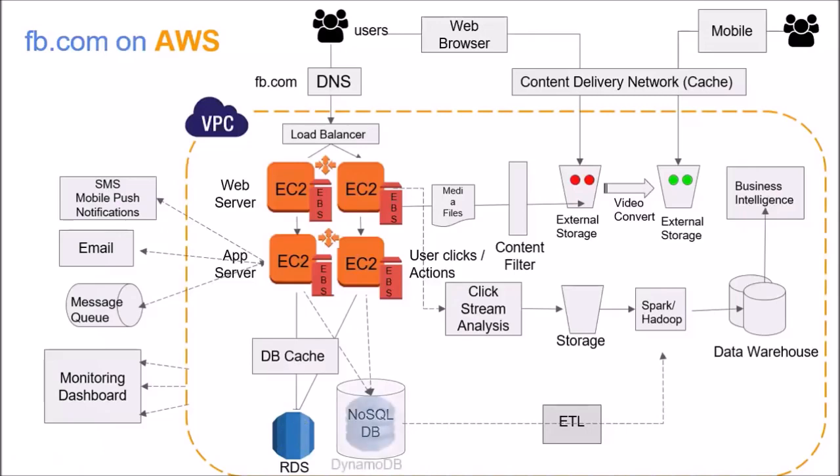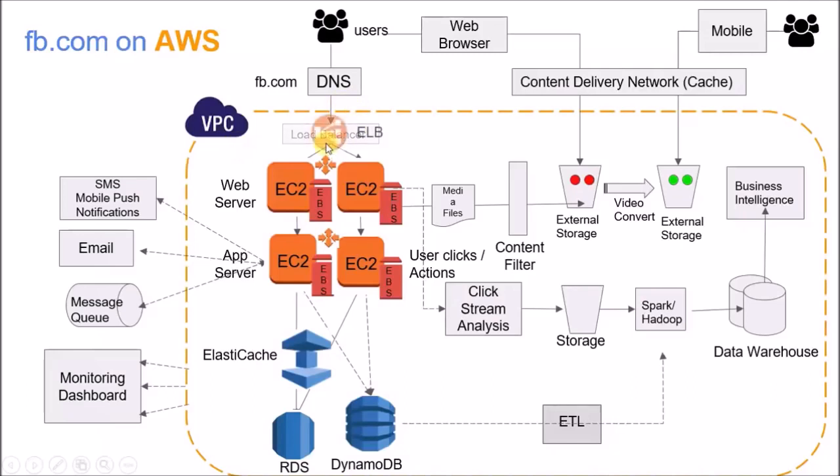Further, for databases, relational databases, there is a service called RDS. And for NoSQL databases, there is a service called DynamoDB. For DB caches, there is a service called Elastic Cache Service, and it comes with Redis and Memcached engines in that.